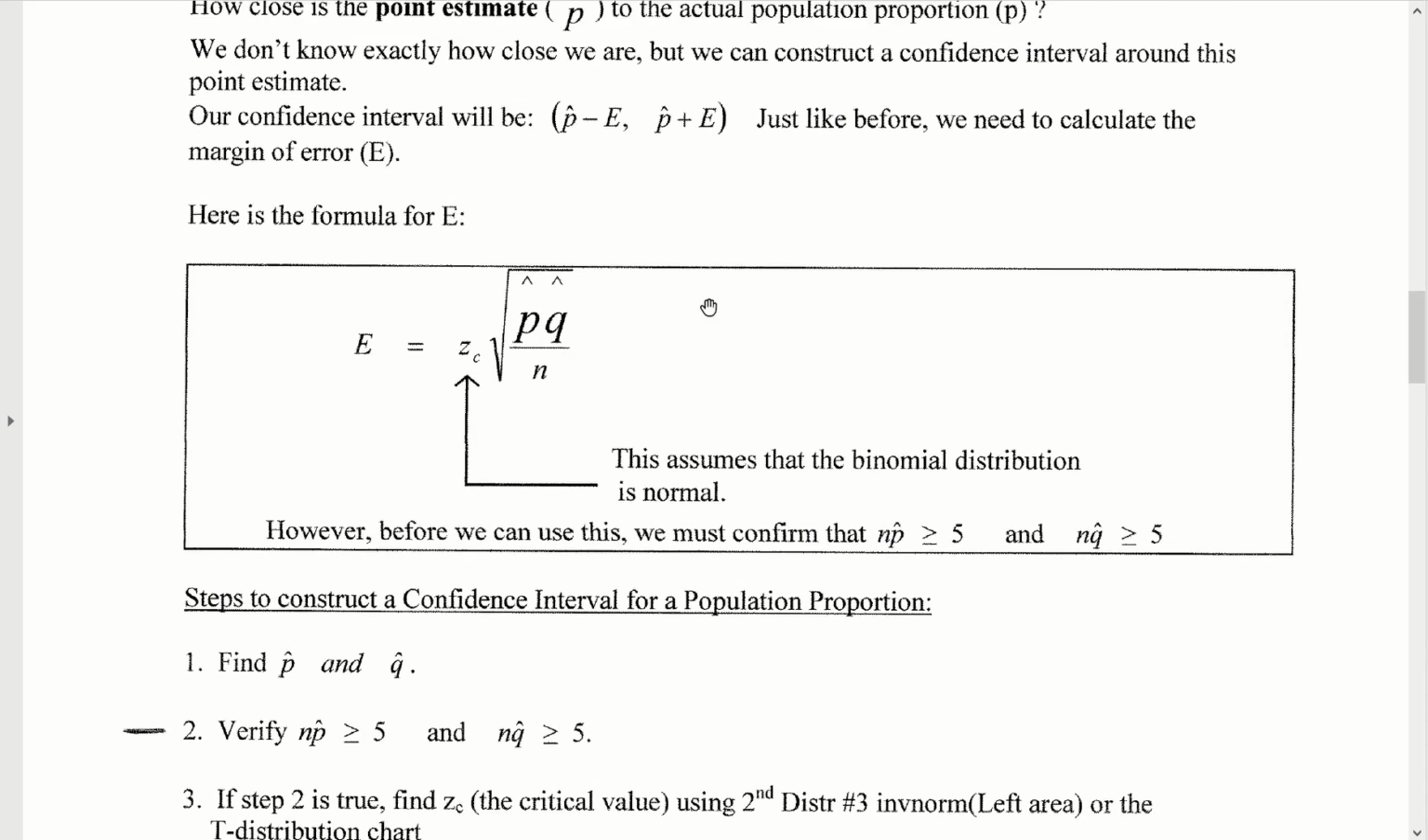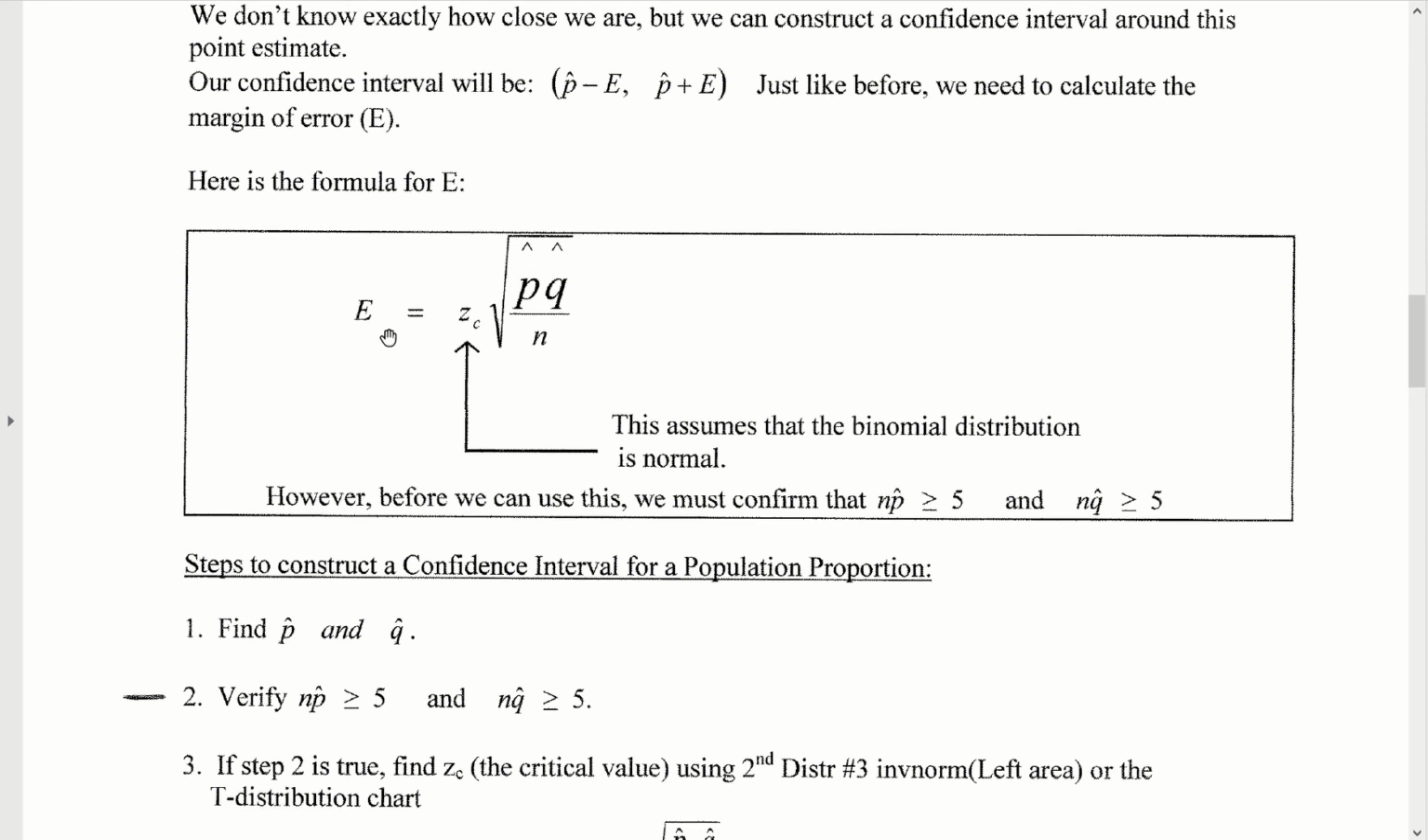So now that we know how to find p hat and q hat, we're ready to start to construct our confidence intervals. To find the confidence interval for a population proportion, it's going to be p hat minus E to p hat plus E, where the margin of error is computed using the following formula. E is equal to z critical, the critical z-score, times the square root of p hat q hat divided by n.